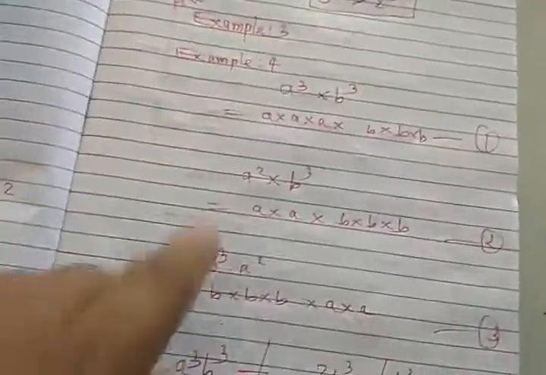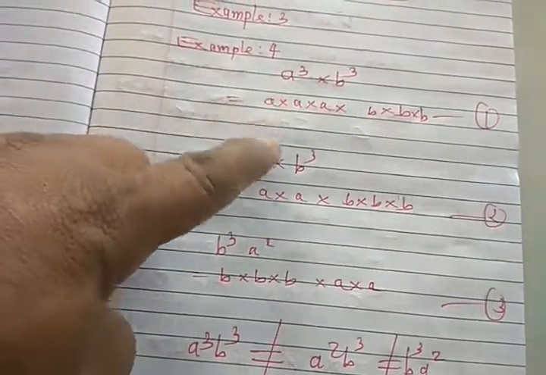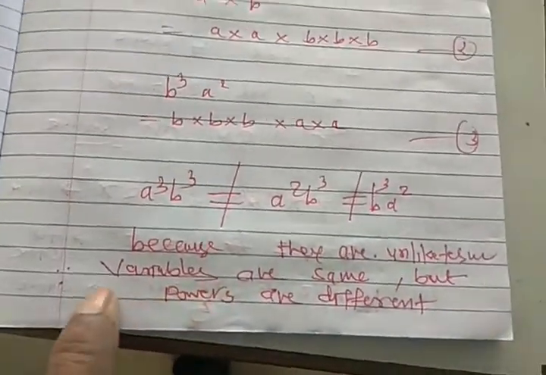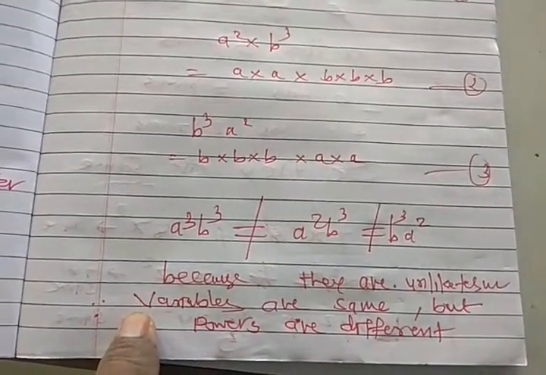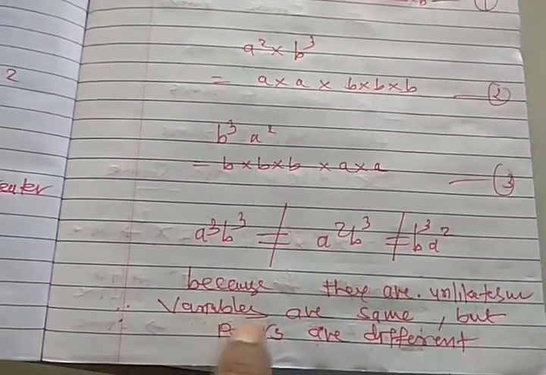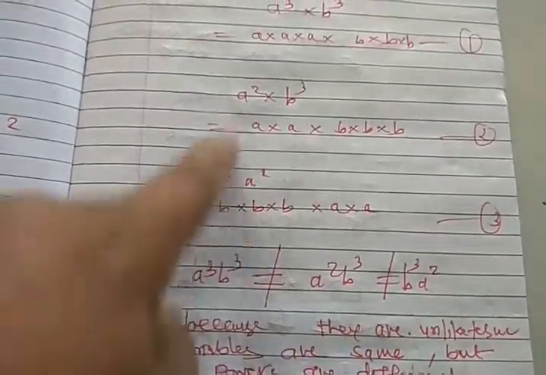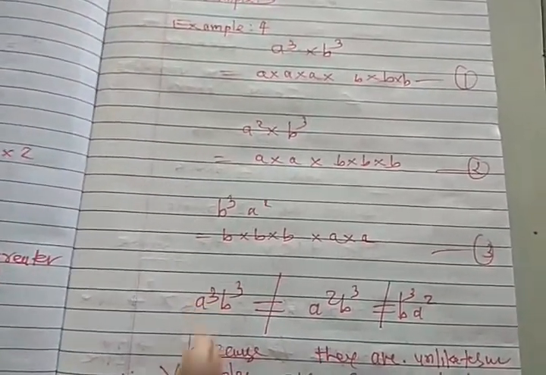Are these all equal expressions? These and these? No, they are not equal because they are unlike terms. Unlike terms means variables, here variables are same but their powers are different. That's why they are not same.